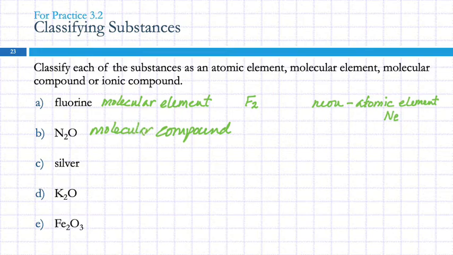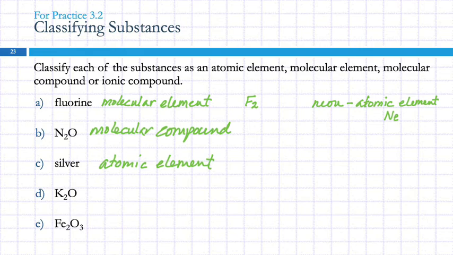How about silver? That's an atomic element. Silver is one of the elements on the periodic table. It's not specifying any other elements in there. And it's not one of the 7 diatomic. Most elements are atomic elements.